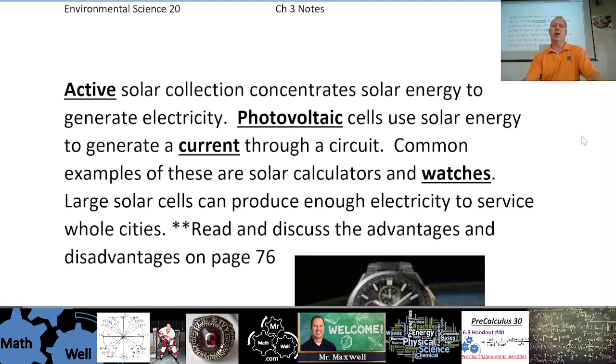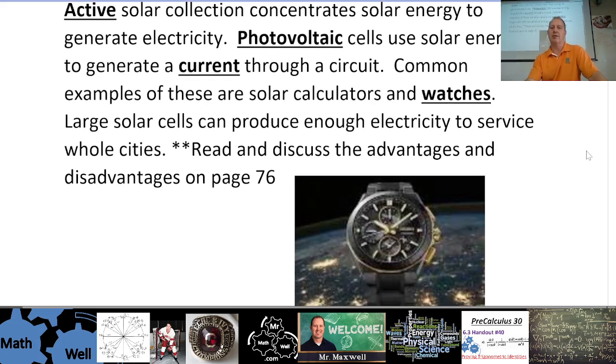Active solar collection concentrates solar energy to generate electricity. Photovoltaic cells. So photo is like photons, energy packets. Voltaic is like volts, sort of electrical circuitry. They use solar energy to generate a current through a circuit. So anytime you can generate electrical current through a circuit, then you can use some of that energy that flows. Common examples of these are solar calculators and watches. Large solar cells can produce enough electricity to service whole cities.